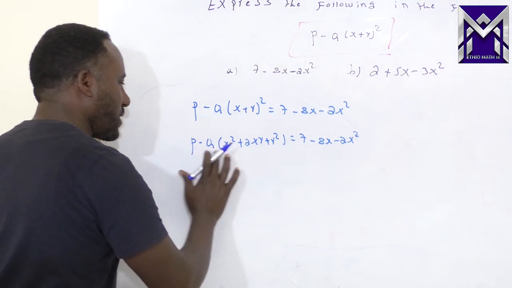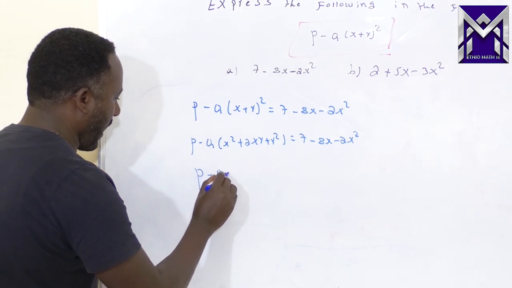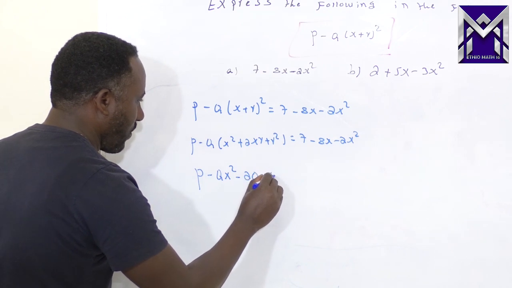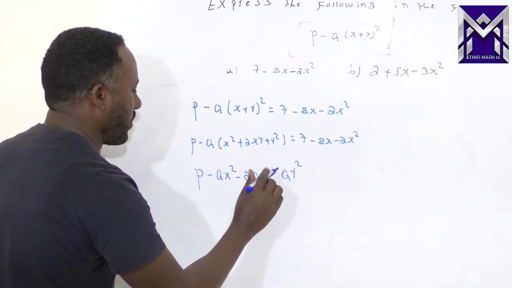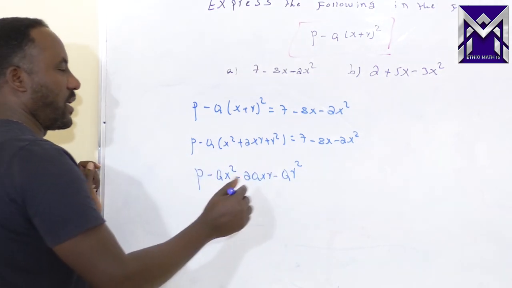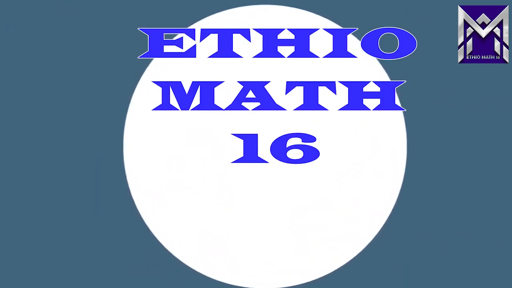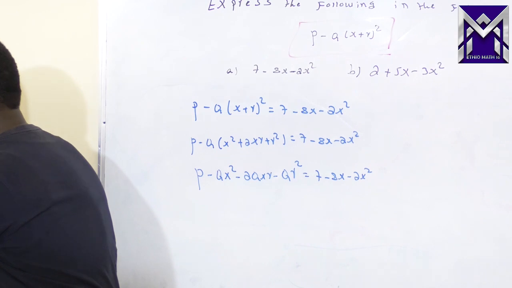Then finally we have to distribute. This means p minus qx square minus 2qxr plus qr square. Sorry, this becomes minus, because we multiply everything by negative. Then we have 7 minus 8x minus 2x square. So look carefully here. We need to look closely at when we say two things are equal.